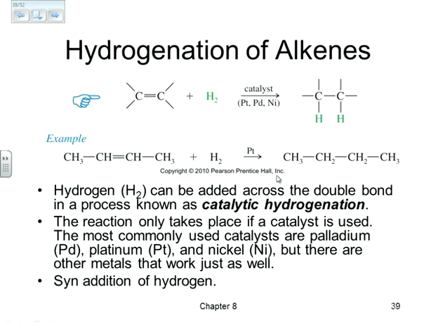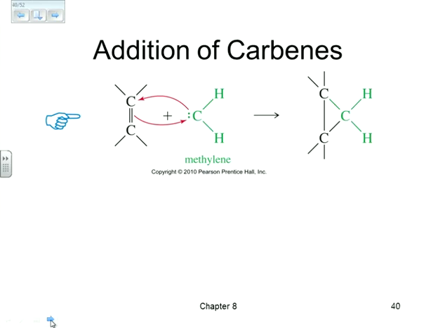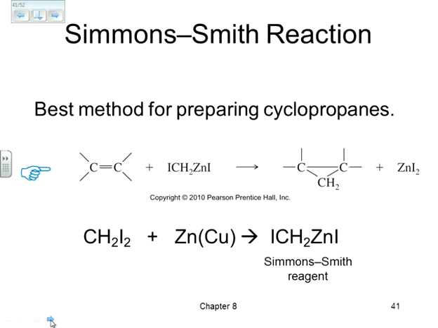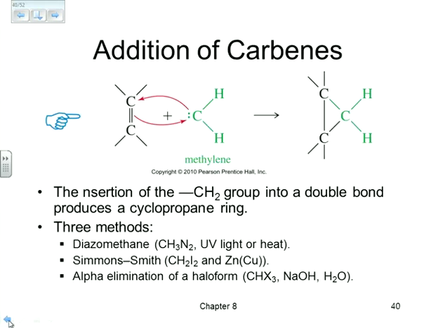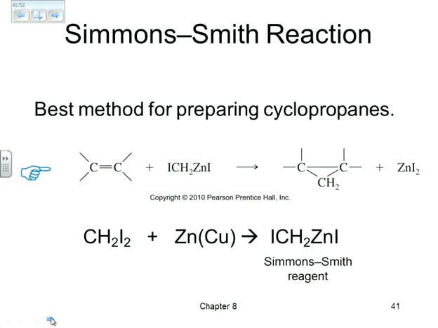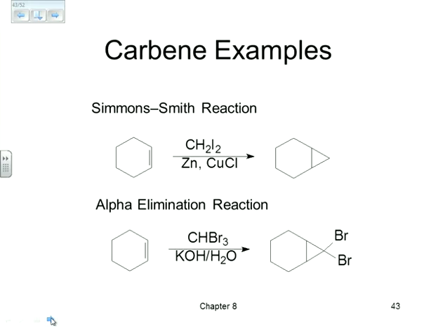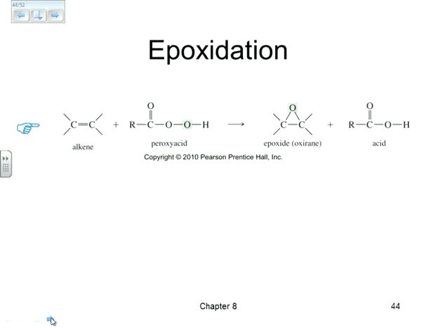Alright, now this next one we're going to actually skip because I only want to go over the ones that are more important. So skip this one. It's addition of carbenes, Simmons-Smith, stereospecificity, carbene examples, and start here on epoxide.